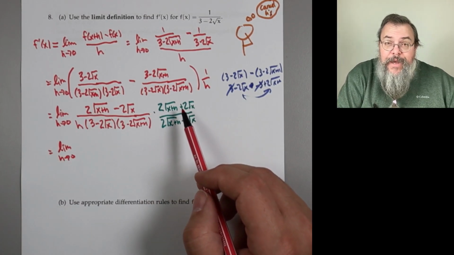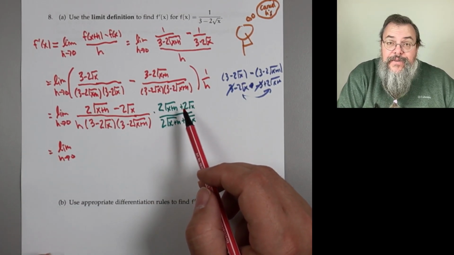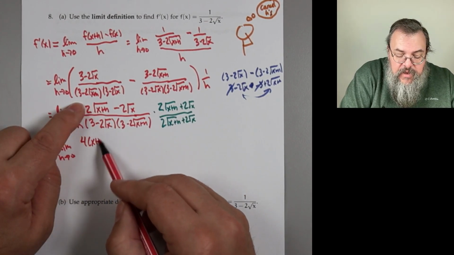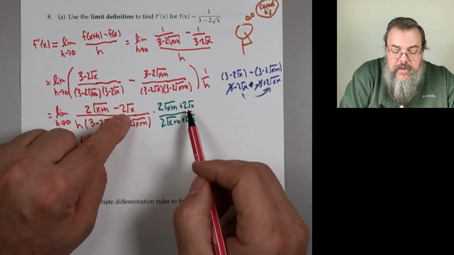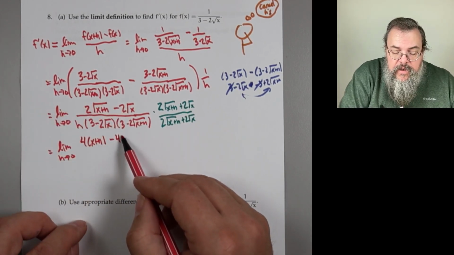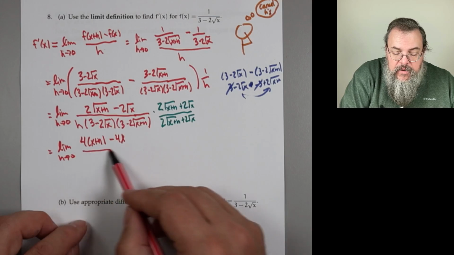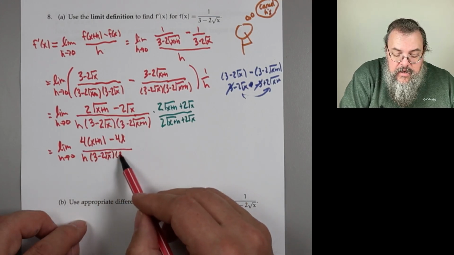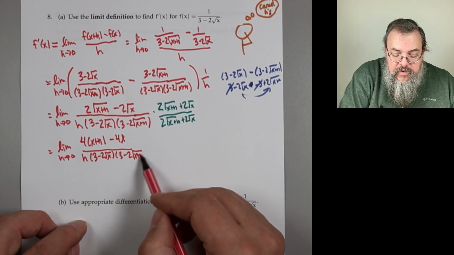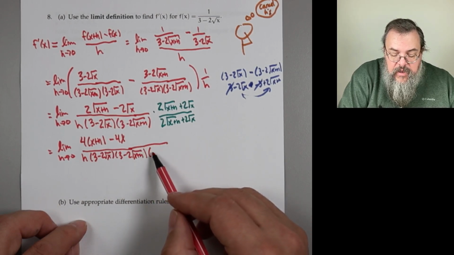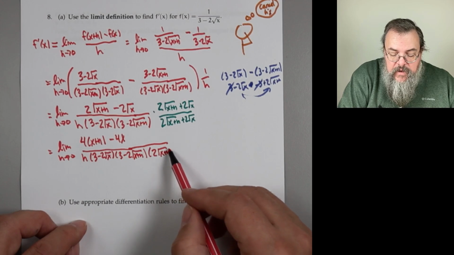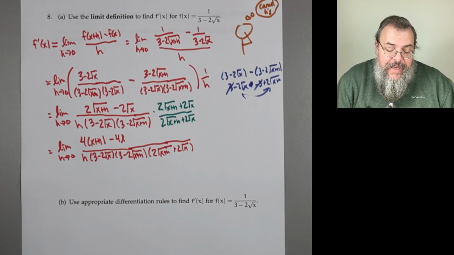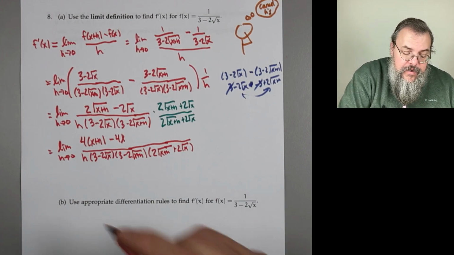Now what happens if you take a minus b times a plus b? You get a squared minus b squared. So we have 4 times x plus h, and then minus 4 times x, all over, well, all this stuff downstairs. Again, we're not going to multiply out the downstairs because it doesn't help us. If anything, it obfuscates things. And we don't want obfuscation. We want clarity.